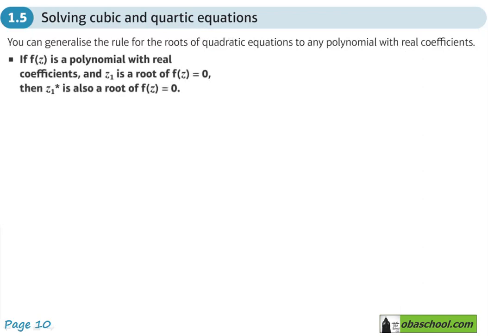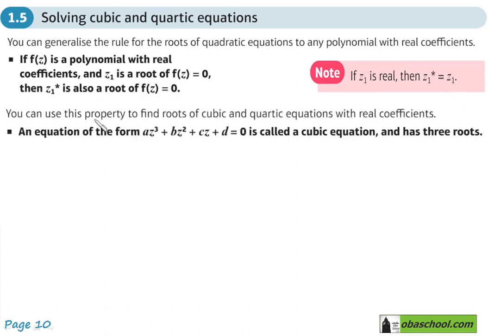If f of z is a polynomial with real coefficients and z1 is a root of f of z equals 0, then the conjugate of z1 is also a root of f of z equals 0. So if given a polynomial with real coefficients where we have to solve this polynomial equals 0, if one of the roots is a complex number, then the other root of this equation will be the conjugate of this complex number. Note that if z1 is real, then the conjugate of z1 will be the same as this number.